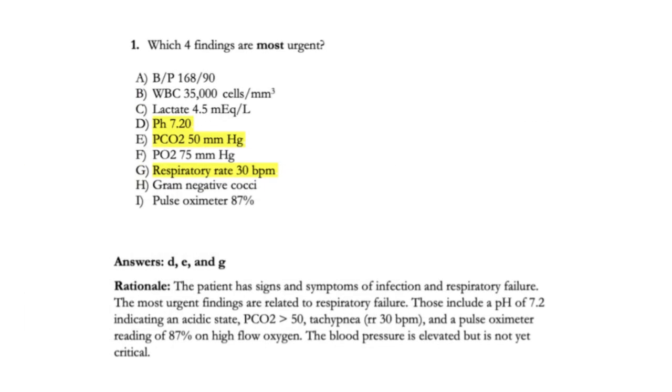The answers are D. pH 7.20, E. PCO2 50, and G. Respiratory rate of 30. Rationale: the patient has signs and symptoms of infection and respiratory failure. The most urgent findings are related to respiratory failure. Those include a pH of 7.2 indicating an acidotic state, carbon dioxide of over 50, tachypnea, respiratory rate of 30 and a pulse oximeter reading of 87% on high-flow oxygen. The blood pressure is elevated but is not yet critical.